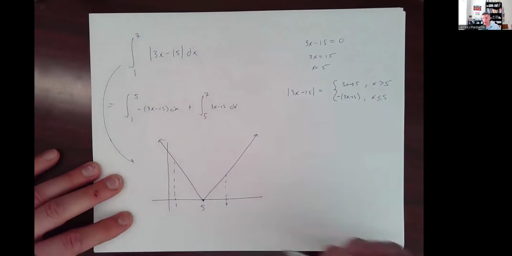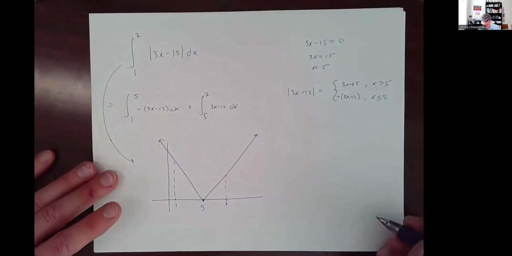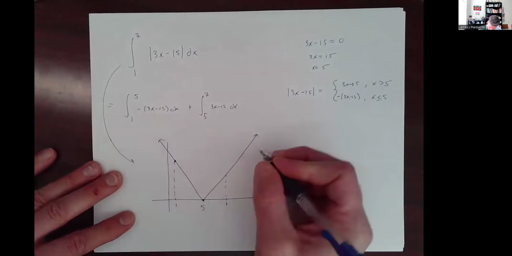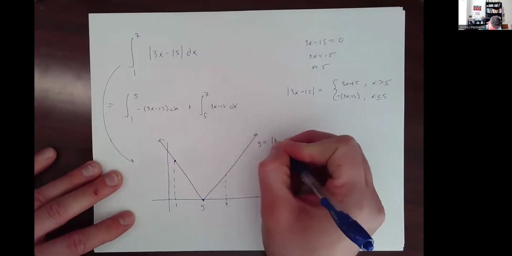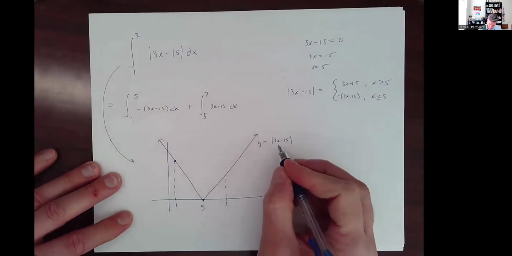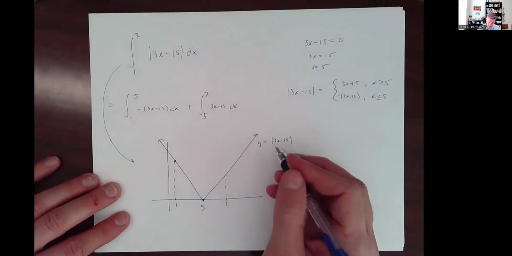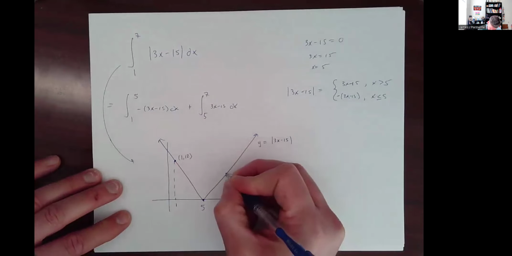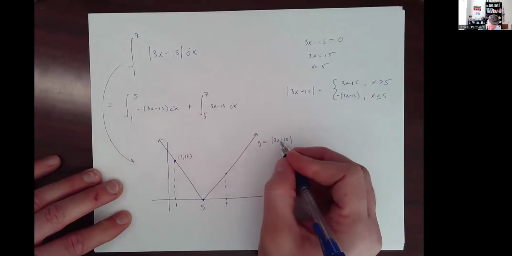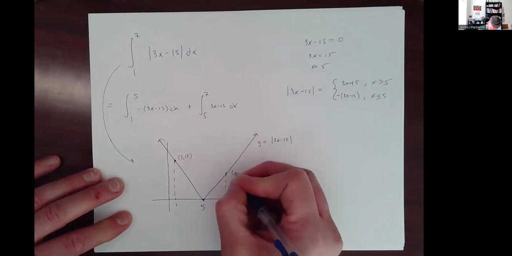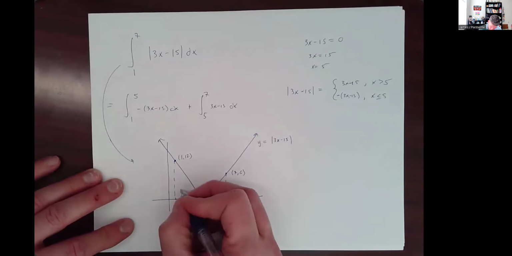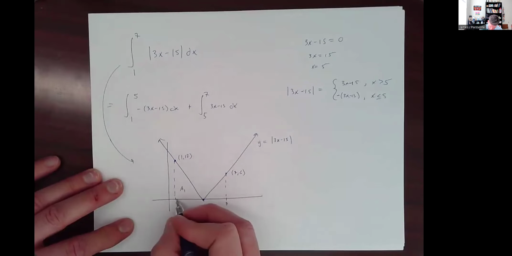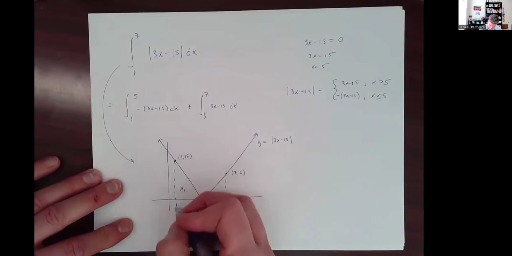So great, that's a triangle. I know how to find the area of a triangle. If I plug in 1 to my absolute value function, 3 minus 15 is negative 12, and the absolute value of negative 12 is 12. So that's going to be 1 comma 12. Similarly over here, if I plug in 7, 7 times 3 is 21, 21 minus 15 is 6. That's 7 comma 6. So this triangle over here, which we'll call A1, has a base of 5 minus 1 and a height of 12.